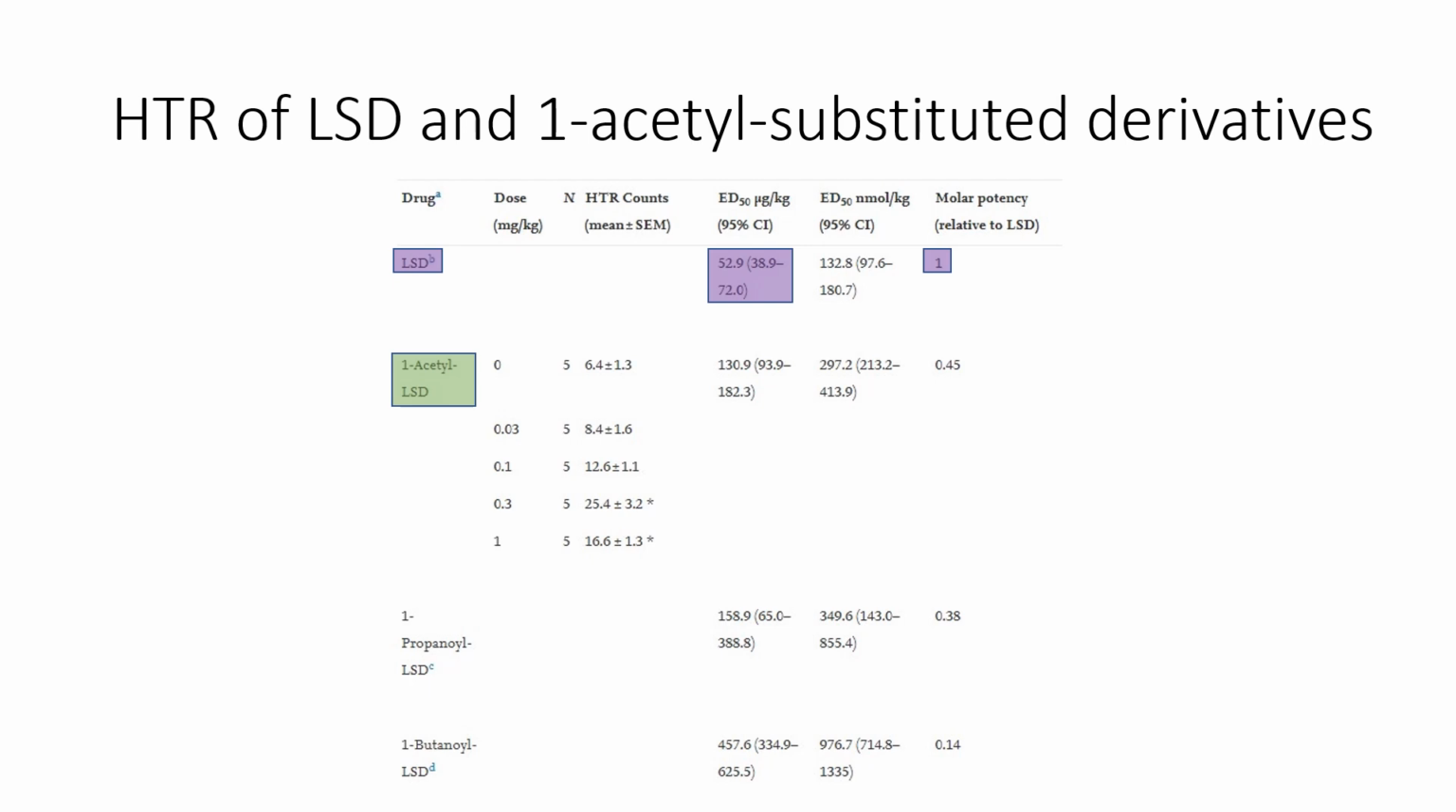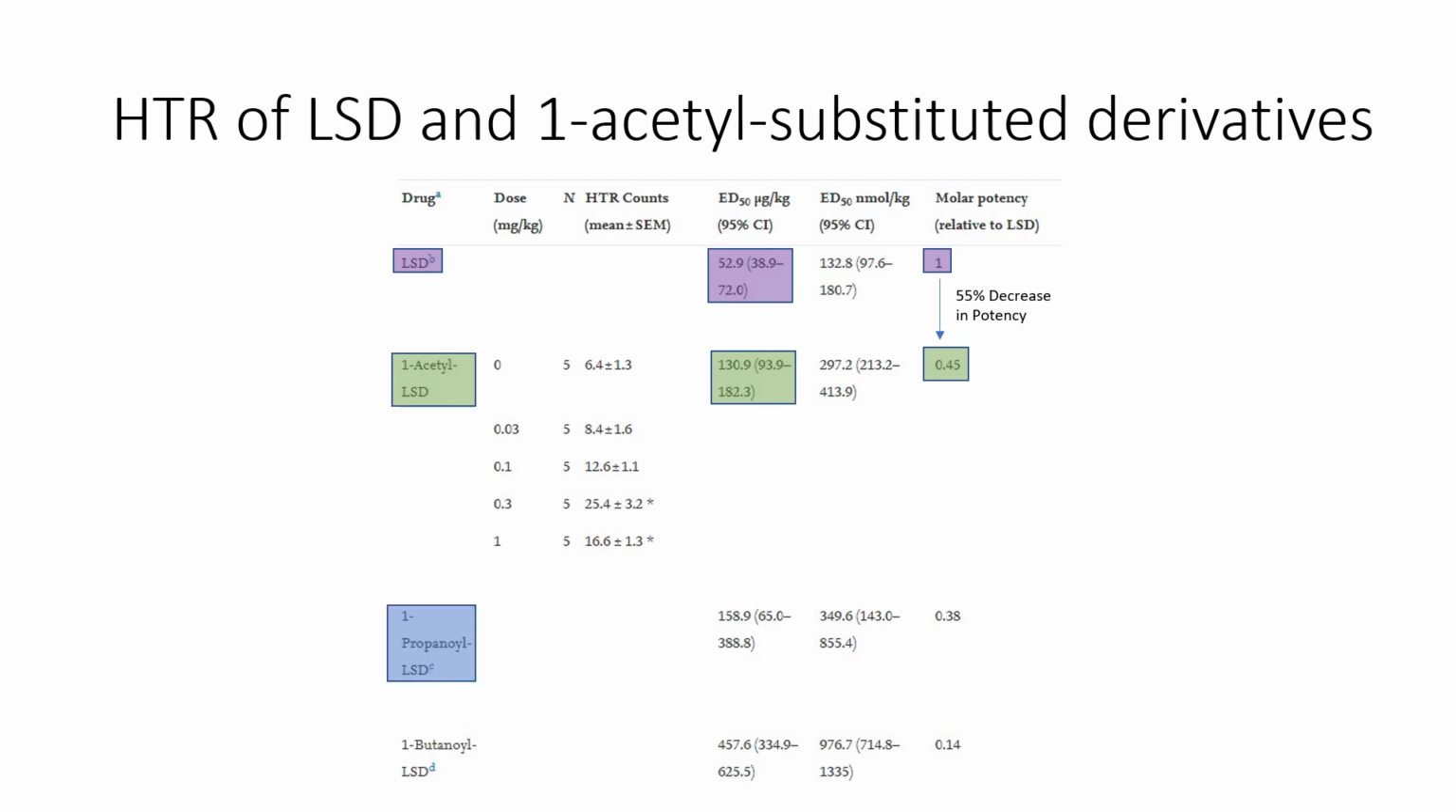1-acetyl LSD is ALD52, or orange sunshine, as we talked about. It has an ED50 value of 130.9 micrograms per kilogram. Because this value is greater, it is less potent. Its molar potency relative to LSD is 0.45. Thus, we can say that putting an acetyl group instead of a hydrogen on the amine reduces the potency by 55%, which is pretty drastic.